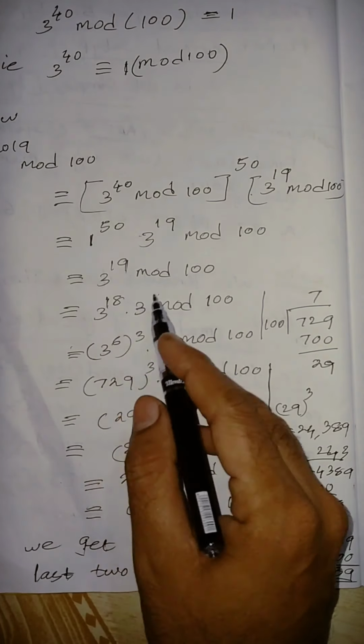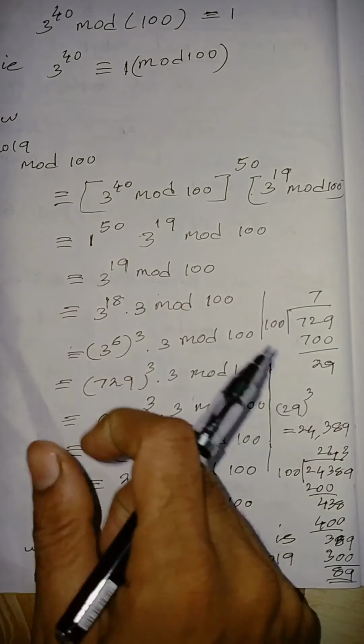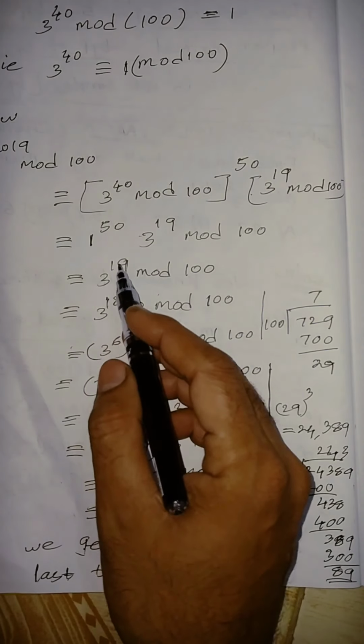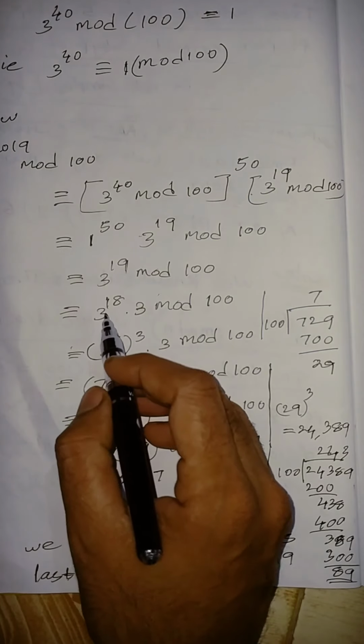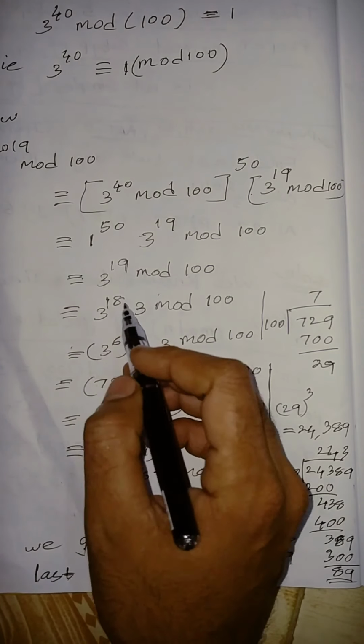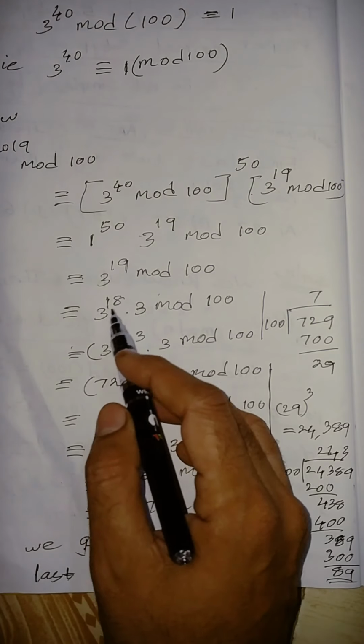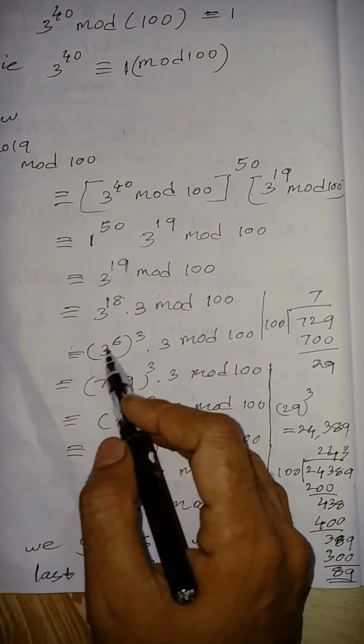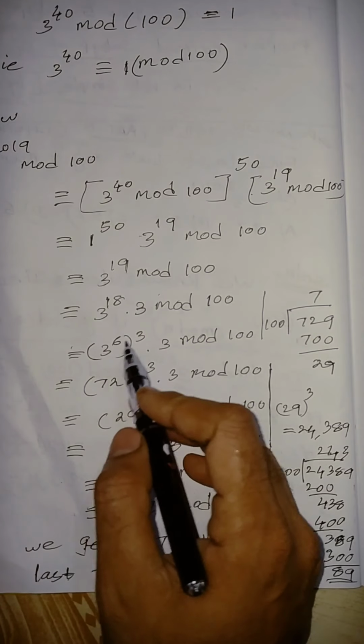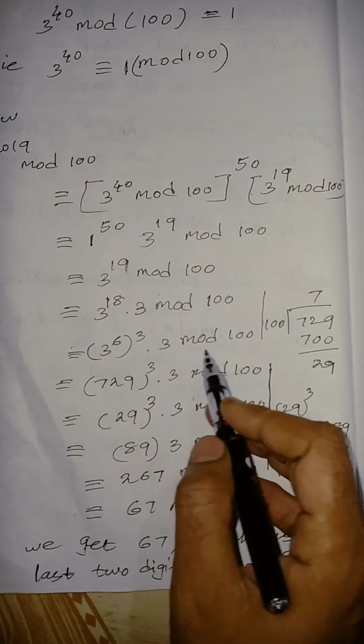Then next, what do we do? Again we have to reduce this one. For that, 3 power 19 can be written as 3 power 18 into 3. We know this, everyone. And 3 power 18 can be written as 3 power 6 whole power 3. So it is 3 power 6 whole power 3 into 3 mod 100.